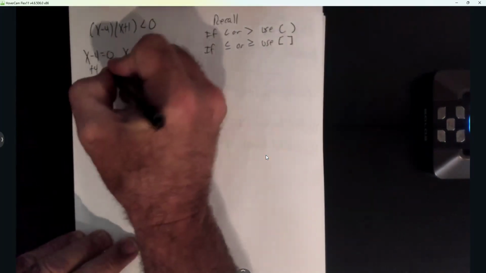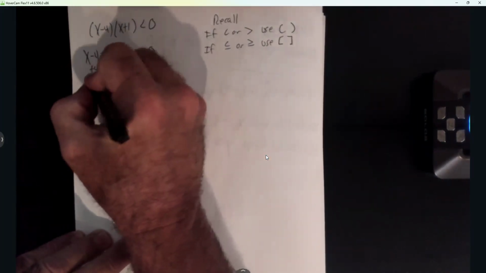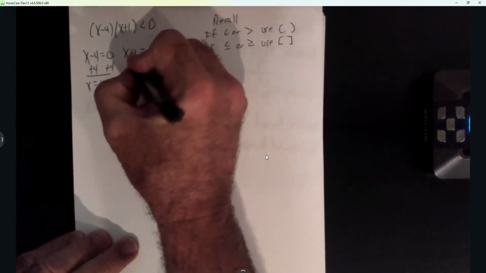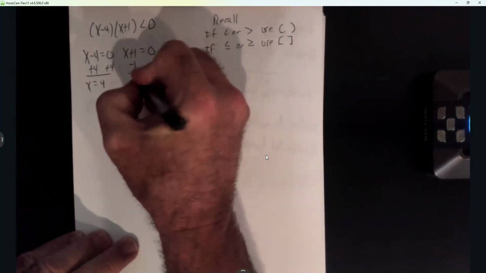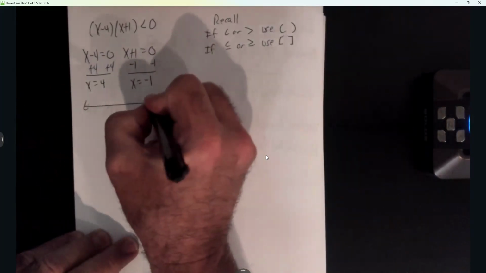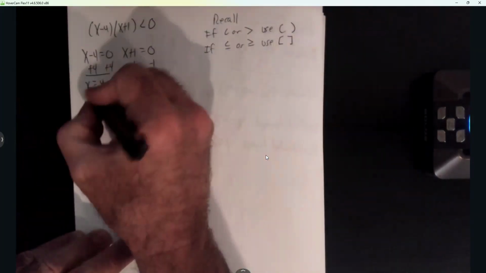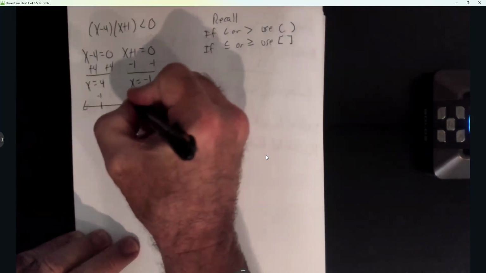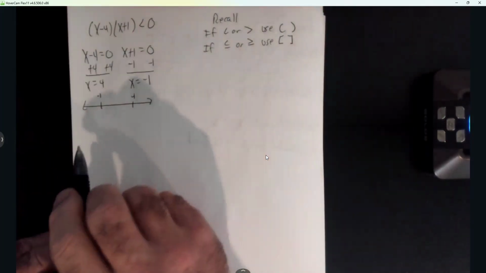So this one I would add 4. I get x equals 4. This one I would subtract 1 and get x is a -1. So remember, this is where I set up a number line. So let's see, -1 would be on this side, 4 would be on this side.